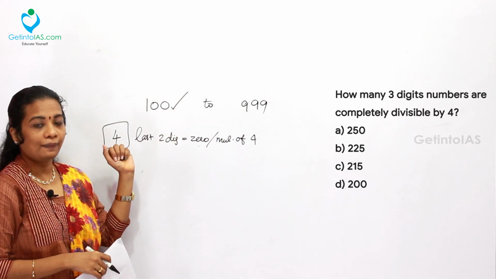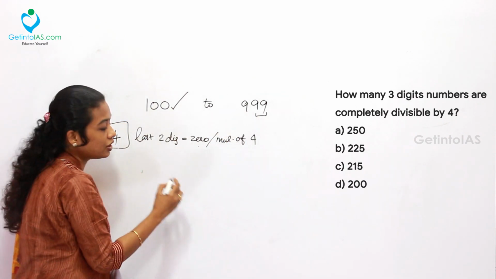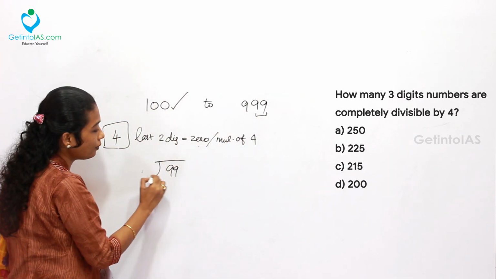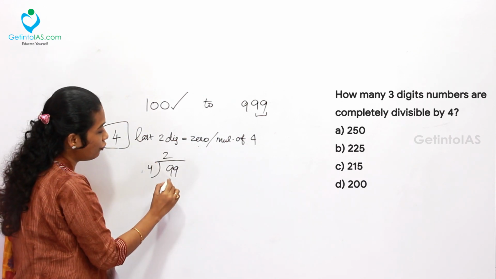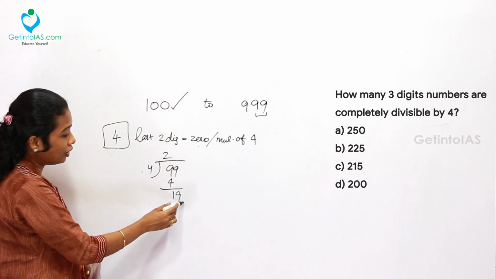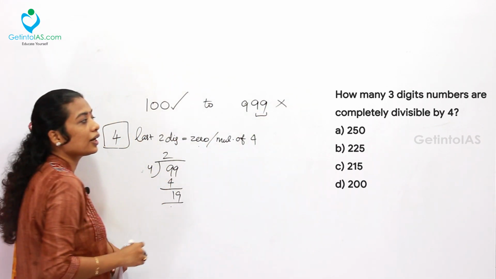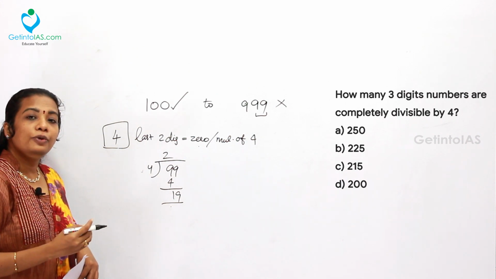From this rule we can say, for 999, we just take the last 2 digits and divide by 4. How many 4s? 2 times 4 is 8, so the remainder is 19. 19 is not a multiple of 4. We can say 999 is not a multiple of 4.